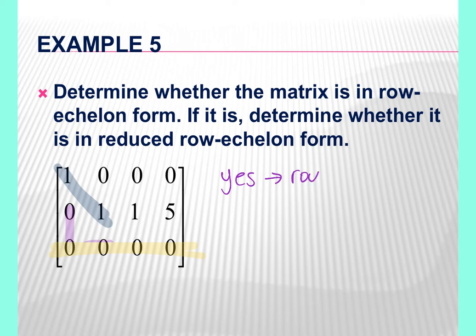But would it be like, is the zero at the top too? Now that's reduced row echelon. Are there zeros on the top and the bottom? Oh, let me do it a different color. Are all of those zeros? No, so it is not reduced row echelon.